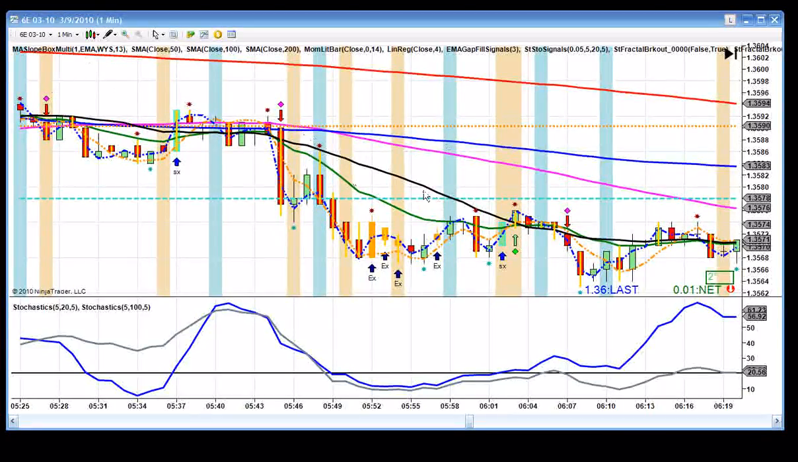Now, the wider the separation between the candles and the 13, the longer your trend is going to last. The smaller the separation, the shorter your trend is going to last.